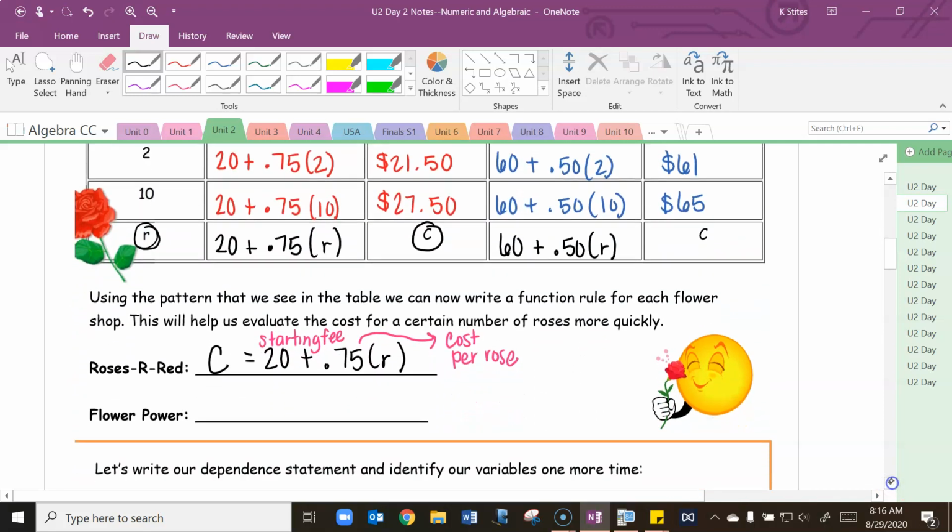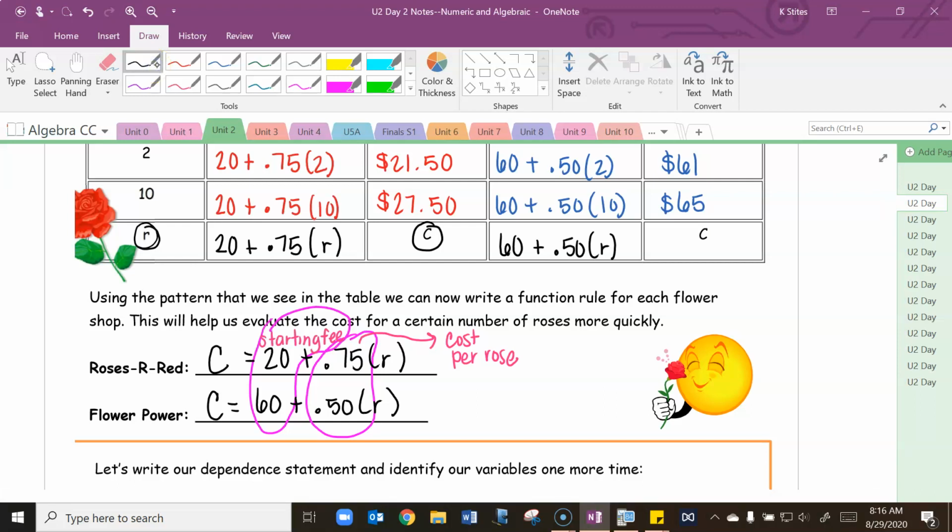So if we come back down, we can write a function rule for that. C equals 60 plus 0.50 times R. Okay, and again, your starting fee is this number we're adding on. Okay, so that 20 or that 60, and the cost per rose is this number that we're multiplying to R. So in this case, the 50 cents is the cost per rose.